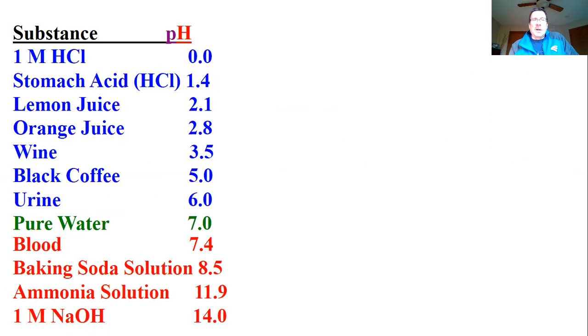And here is just a chart of different things. Stomach acid, real strong. Actually, the pH is not quite 0, but it's close. For regular hydrochloric acid in your stomach, lemon juice, citric acid type stuff, orange juice, whatever. And then baking soda, ammonia solutions, and everything else. Blood is slightly alkaline.